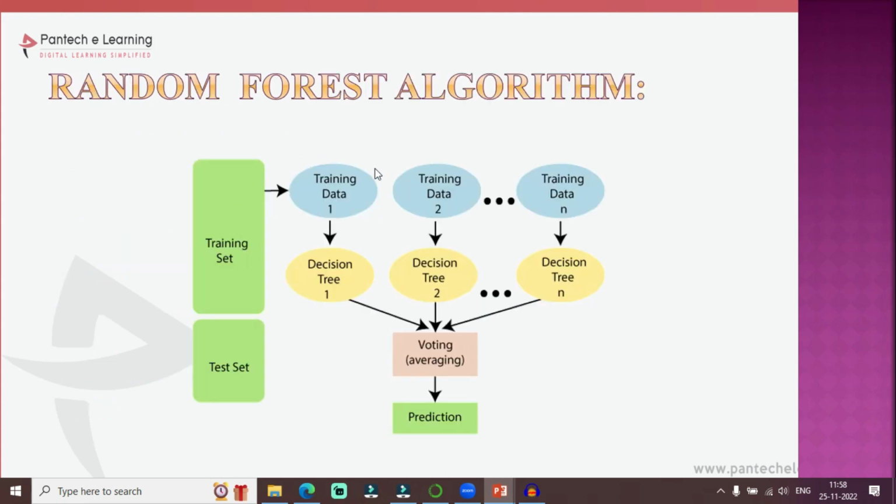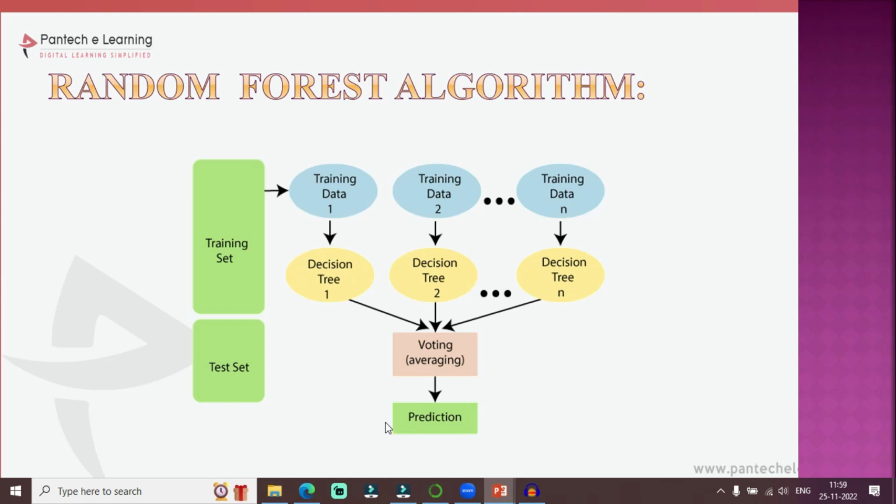Whenever you consider this random forest algorithm, all these are the different things. For example, this is my decision tree 1, this is my decision tree 2, and I have up to decision tree n. And I am having some training data samples, for example, training data 1, data 2, up to data n. All these are given as inputs to my decision trees. So I can go for different types of ensemble techniques. For example, voting techniques, averaging techniques, and finally I am going to get the final prediction result.